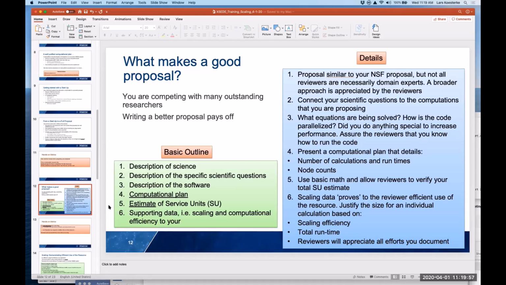So back to point 6. You will use the scaling data to prove and show to the reviewer that you are efficiently using the resource. And then you justify the size for an individual calculation based on your scaling efficiency and total runtime, and reviewers will appreciate all efforts that you document. Yes, there's another question. I will address a little bit about time step information and how this all works, I hope.